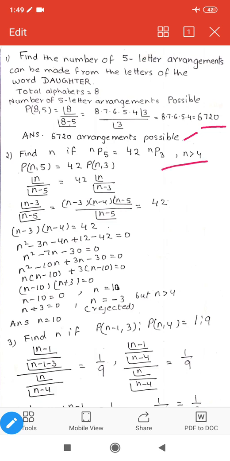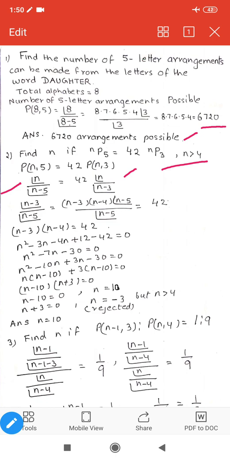Find n if nP5 is equal to 42 times nP3. nP5 is equal to 42 nP3. What is nP5? Factorial n upon n minus 5 factorial. 42 multiplied by factorial n upon n minus 3 factorial.